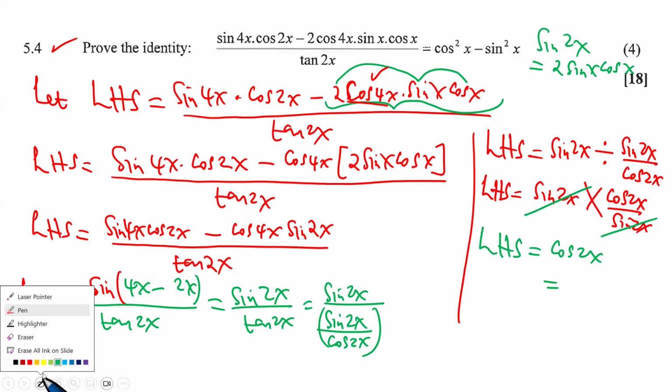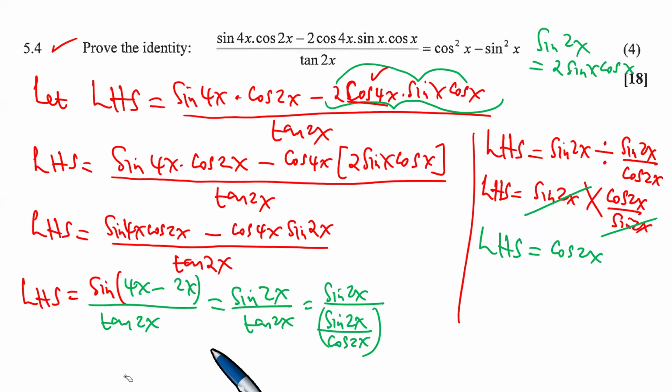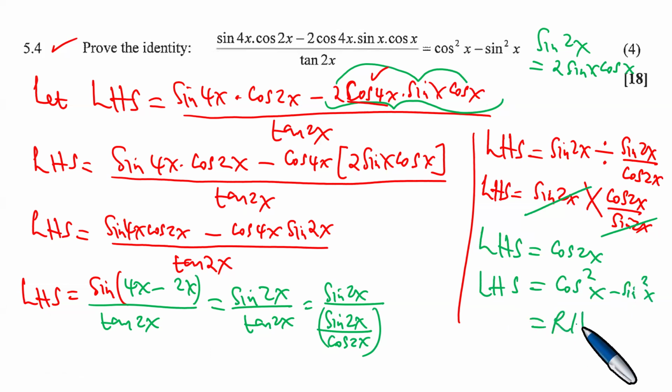What is cosine 2x? Is it equal to cosine squared minus sine squared? Yes, it's equal to cosine squared x minus sine squared x. It's the double angle formula, and this is the right-hand side. And as a conclusion, the left-hand side equals the right-hand side. Any question now, or anything to add as we prove this identity?